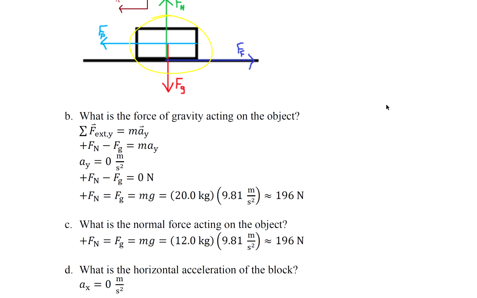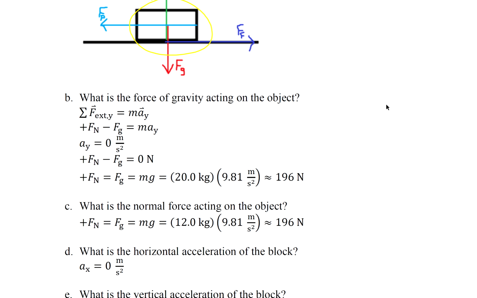Part B, what is the force of gravity acting on the object? Take a look at only the vertical forces for part B. Plus force of normal up minus force of gravity down equals ma sub y. This object is not jumping up or down, so a sub y is 0. So force normal equals force of gravity equals mg. Part C, what is the normal force acting on the object? We could just take a look at part B.